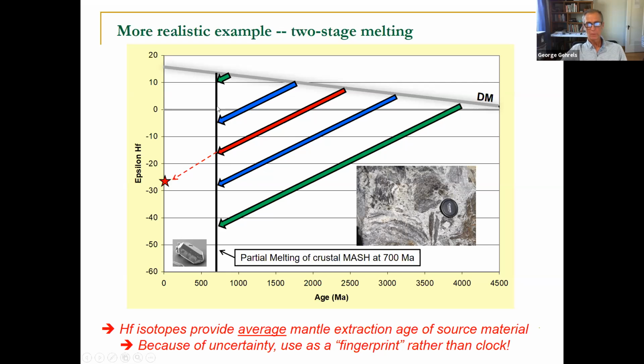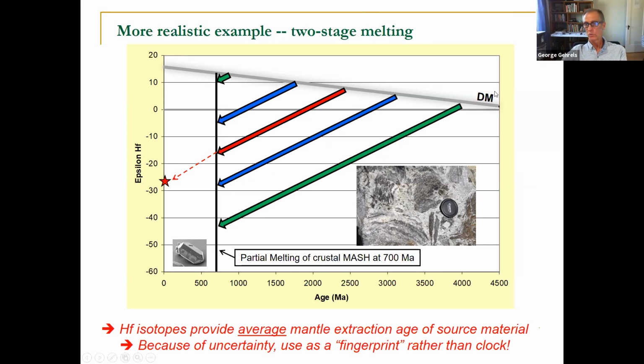Or maybe it's an extreme example. Maybe you've got some really young juvenile stuff coming right out of the mantle and some really old material back here. So if you do what people would like to do, the simple thing, to project this dashed line all the way back until it hits the mantle, you could get this age for mantle extraction. In reality, it could be blue or it could be green.